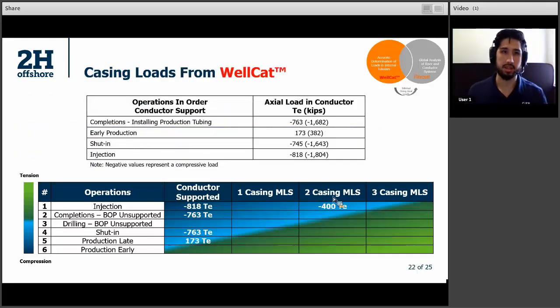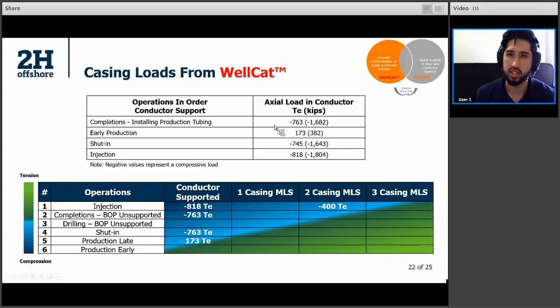So we get our casing loads from WellCat. Completions here just showed the axial load on the conductor in tons and kips. So after completions, we get 760 tons, early production 173, so alleviating the conductor compression and almost going into tension. The shut-in condition essentially returns to compression, and then injection we can see here is actually the worst in terms of the compression loading. So we're confirming the fact that this top right-hand corner with our conductors supported is going to be our worst case in terms of assessing the conductor. And so what happens if we just put two of those casings on the MLS? We can see that reduces that compression loading to 400 ton.